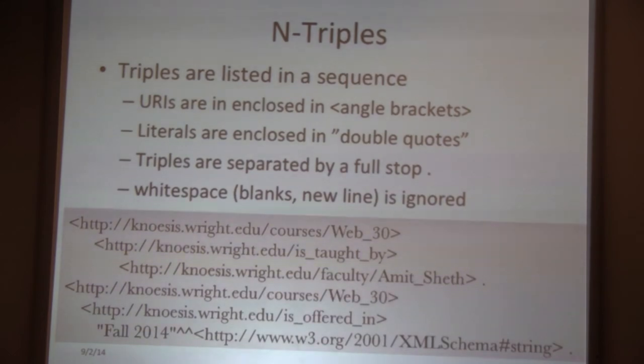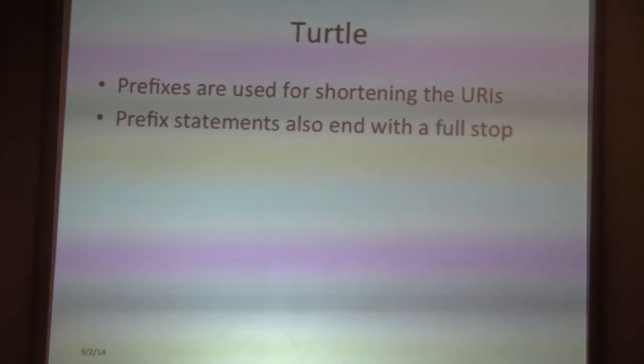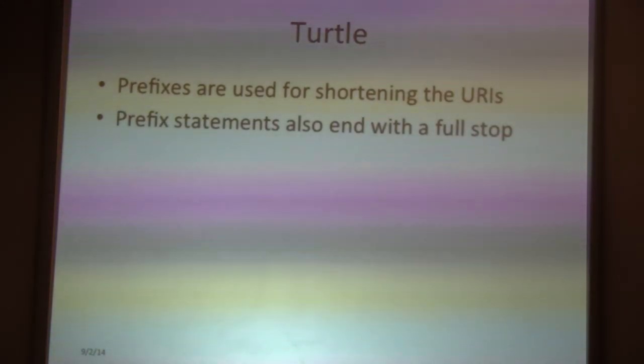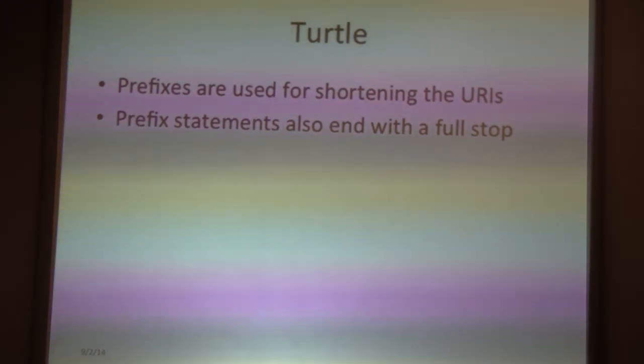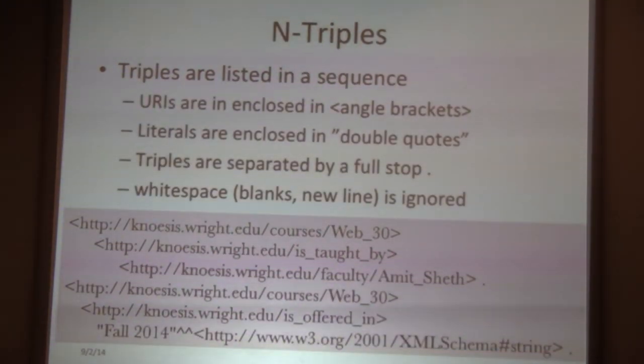So because of that size problem, they came up with a better representation called Turtle. In the Turtle format, the URI is shortened by creating a prefix. So let's say here, gnosis.wright.edu or /courses or /faculties, all of them will be repeated many times in the data set. So it's better to give them an alias, right?